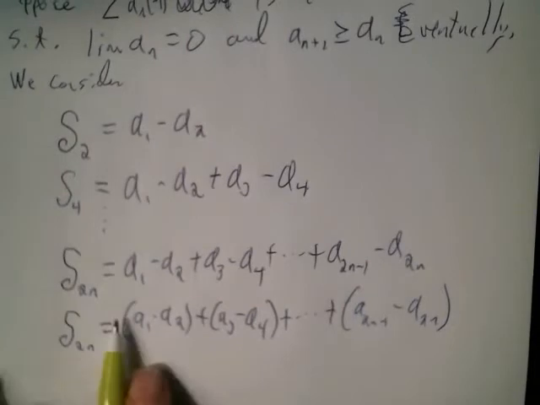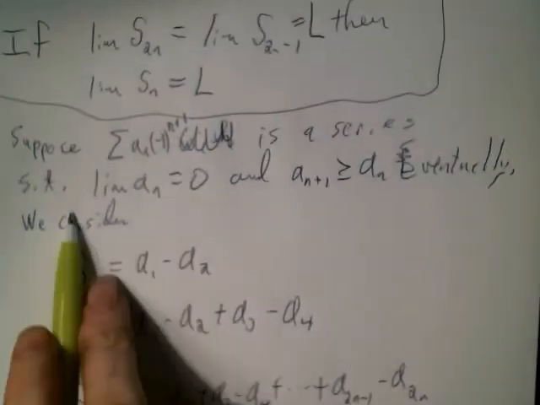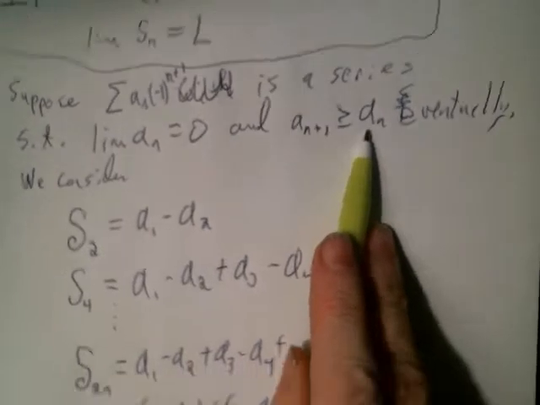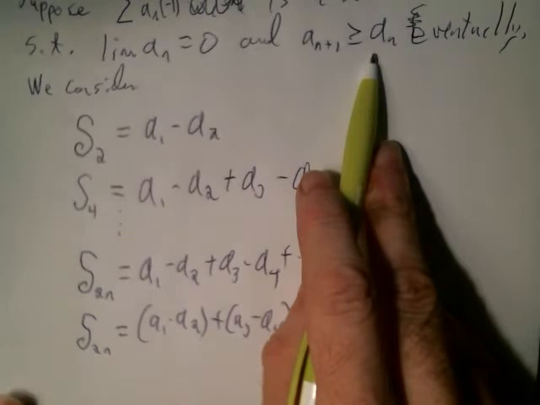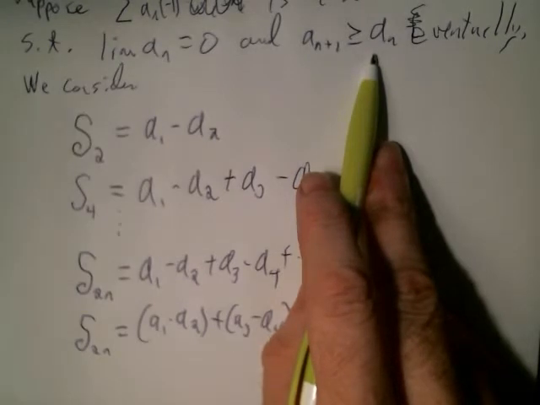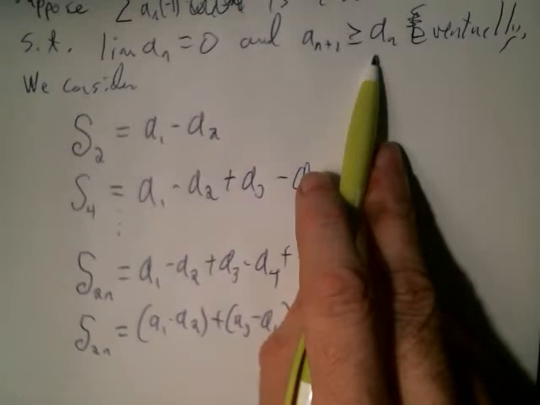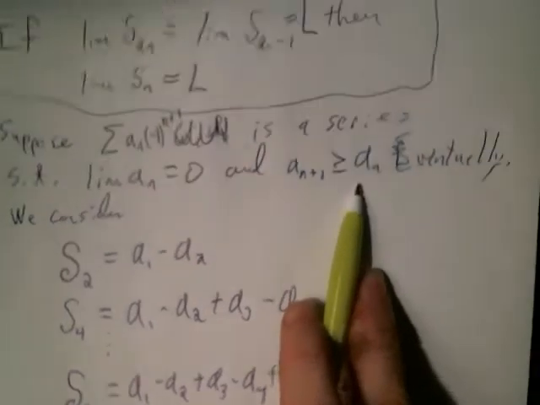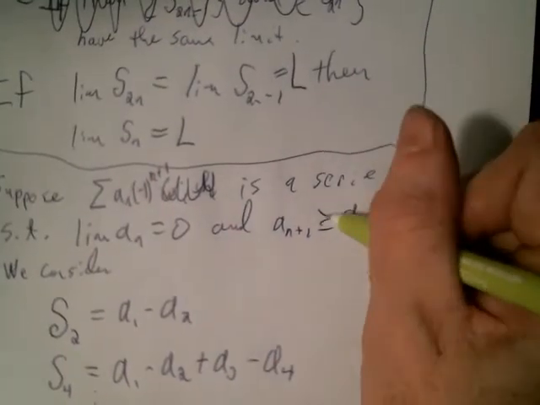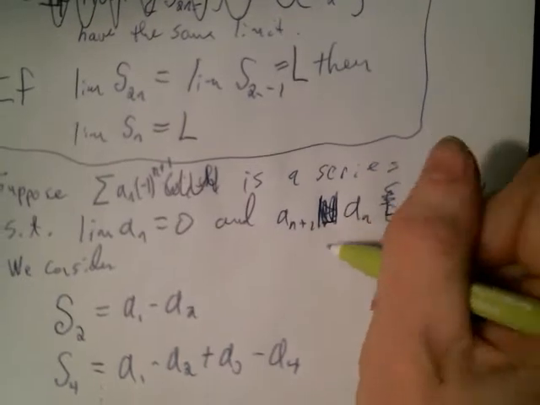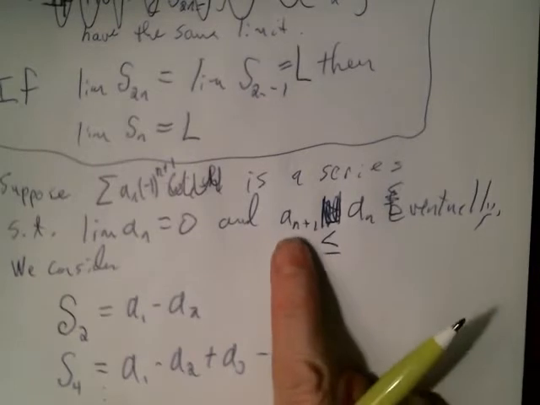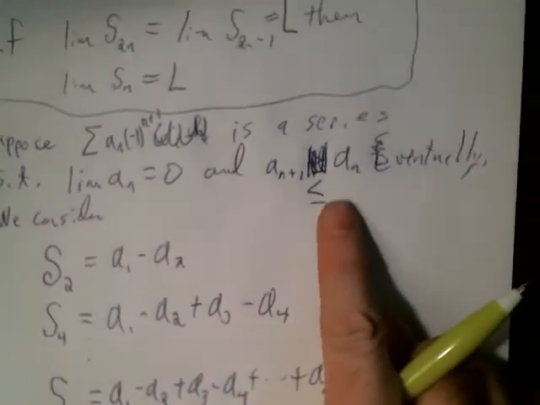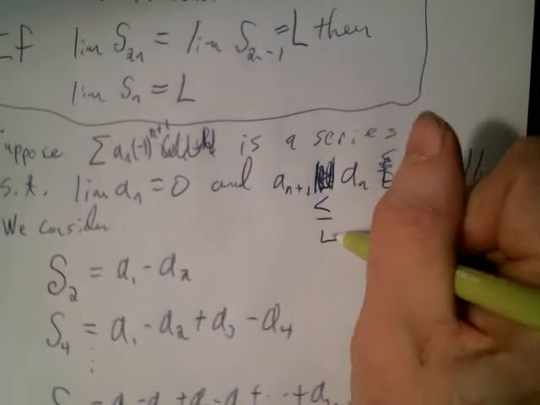And because of the supposition that a sub n plus 1 is greater than or equal to a sub n, well, that just worked against me, didn't it? Yeah, sorry, it's decreasing. This would indicate it's increasing. Sorry, I screwed that up. So this is less than or equal to, sorry, a sub n plus 1 is less than a sub n.